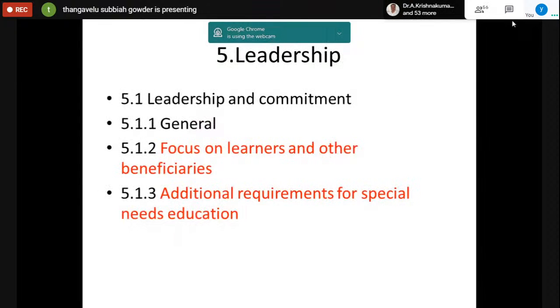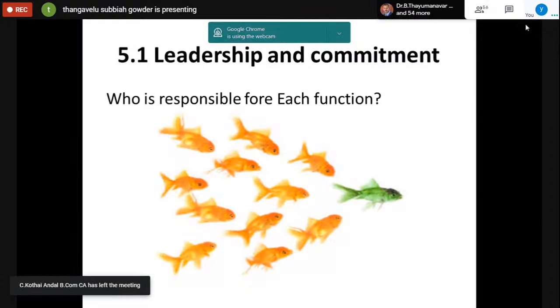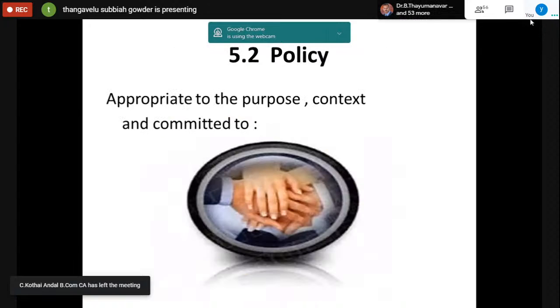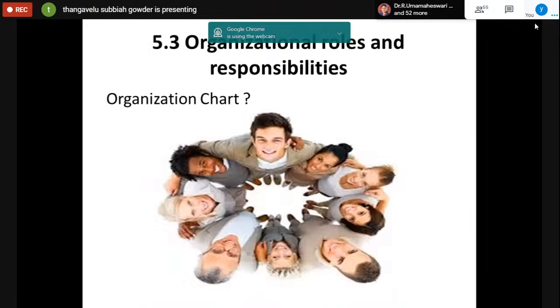Then leadership. We want commitment and involvement from all functions so that it will be very responsible and we will get the benefit of the system implementation. Then we are going to have an educational policy, which is appropriate to the purpose and context, and committed to our educational institution. Then it is 5.3 as per the ISO 21001:2018 version.